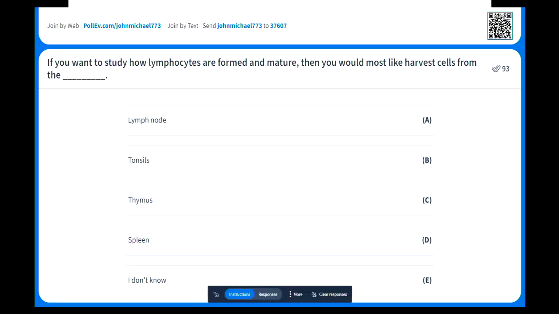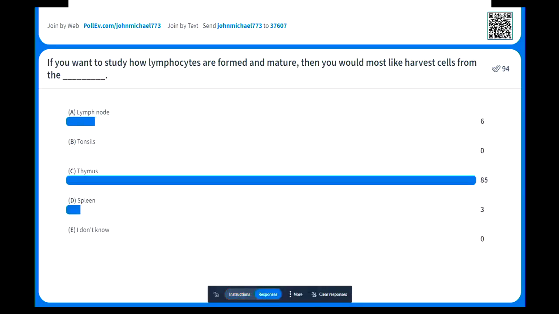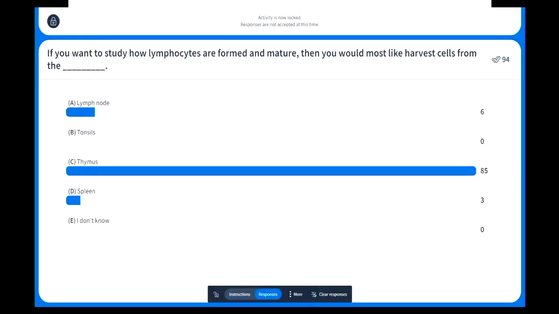Okay, Gabby, anyone in your group has a response for us? C for thymus. Okay, most of you did pick thymus.